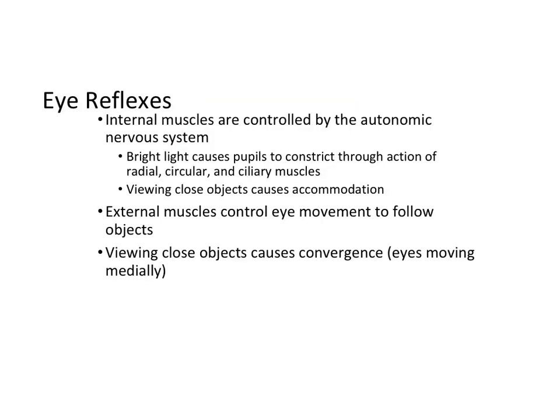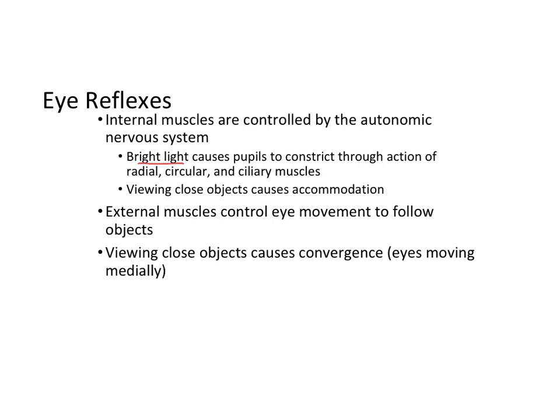Just like your skeletal muscle, your eyes also have reflexes. So you've got internal muscles, and they're controlled by the autonomic nervous system. So if, for example, you're exposed to a really bright light, that causes the pupils to constrict or get smaller through the action of the radial, circular, and ciliary muscles. And then viewing close objects also causes automatic accommodation. So that changes the shape of the lens so that you can view things that are closer than 20 feet to your eye. Then you have external muscles, and they control eye movement to follow objects.